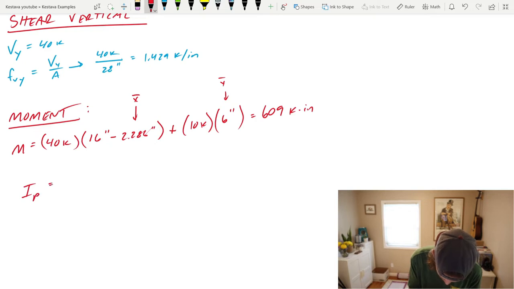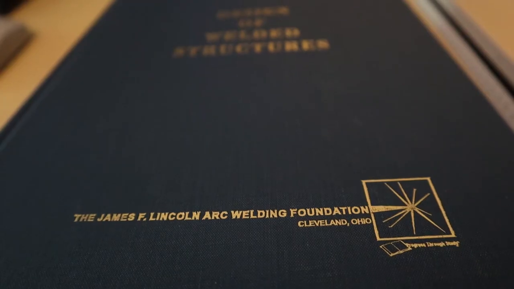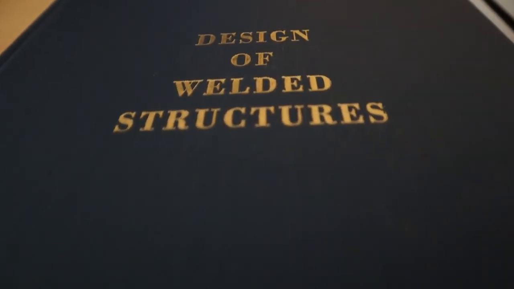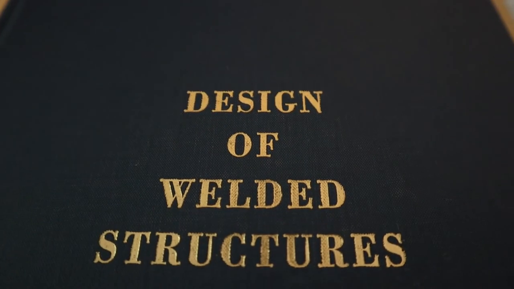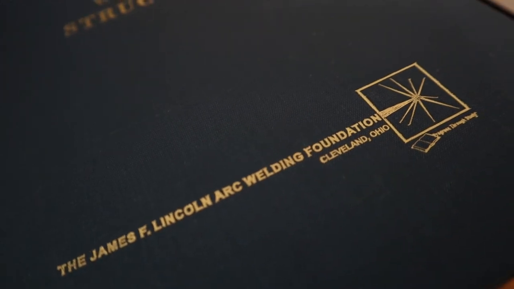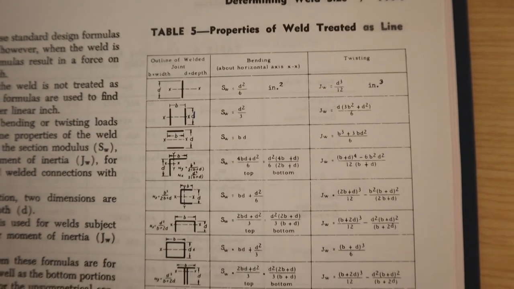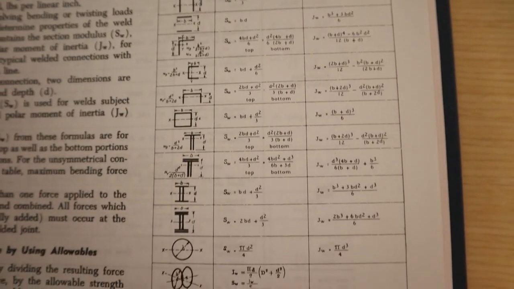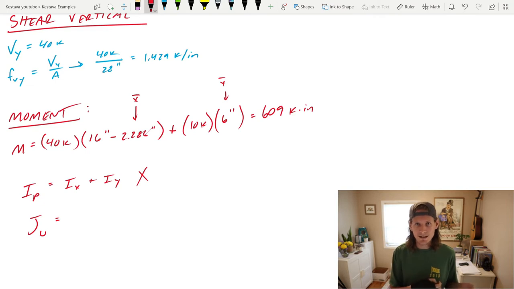So I sub P is equal to IX plus IY, or we can cross that out and we can find JW. And I am gonna be referencing the Design of Welded Structures, that blue hardcover that, even though it's an older book, I suggest you all get it. It's a great source of material. And we actually have equations for this type of weld geometry to get you your polar moment of inertia without having to go through finding I sub X and I sub Y. It's just one quick equation based on the geometry of your weld. So I'm gonna be plugging that in here.